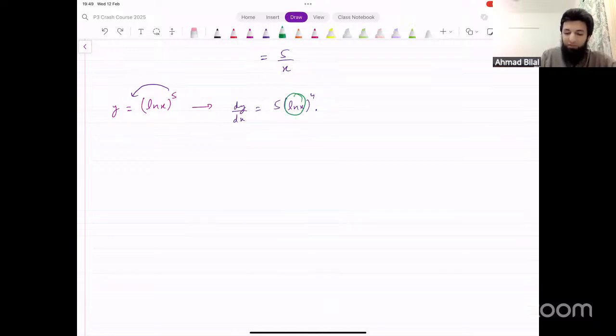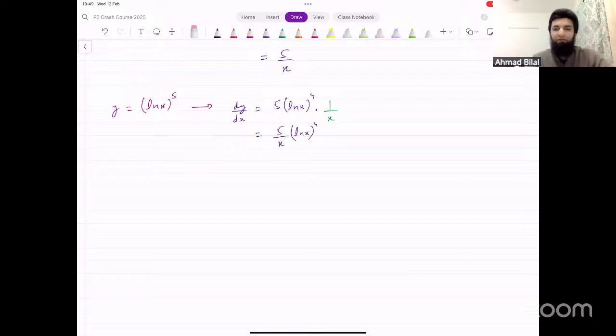What's the derivative of ln x? That's 1 over x. And that's the derivative that we get. We can simplify this to get 5 over x times ln x whole raised to the power 4. That's the derivative that we get in this case. We would need to use power rule here. Okay, because that's the outer function. The power function is the outer function.